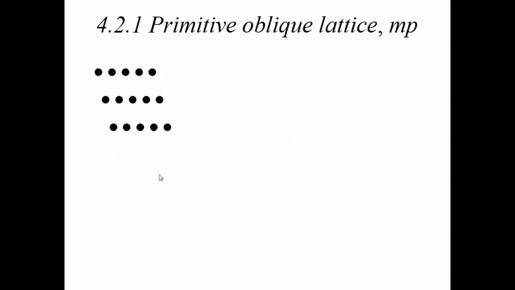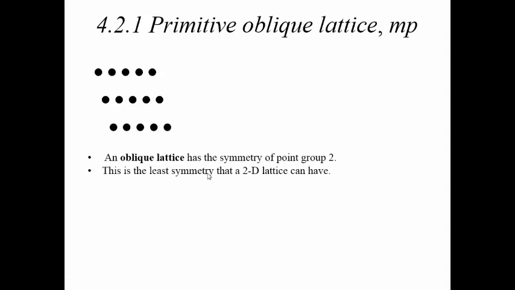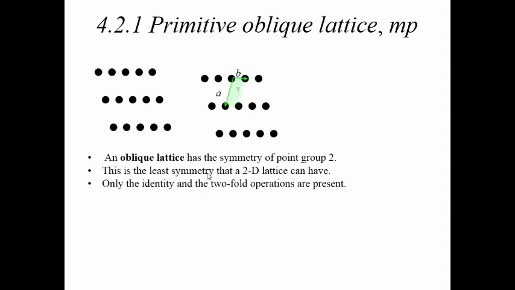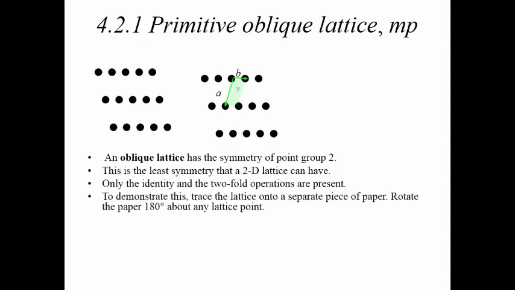So for the primitive oblique lattice, the symbol mp is the official symbol. I'm not going to have you memorize it. All I want you to know is the p at the end, which is primitive. So an oblique lattice has the symmetry of point group 2. This is the least symmetry a 2D lattice can have, and only the identity and the twofold operations are present. You can see each lattice point, these are all lattice points, they each have a twofold. And you can demonstrate this by tracing the lattice onto a separate sheet of paper and rotating it about any point.